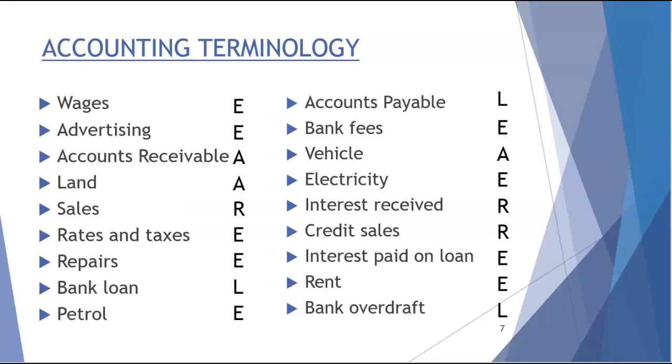So combining it all together, just having a look at different assets, liabilities, expenses, and revenue. These are just an example of different items all mixed up. Wages is an expense. Halfway down, you've got sales as revenue. You've got vehicle as an asset. You've got accounts payable as a liability. These are all where they would end up on the financial reports of a company or an individual.